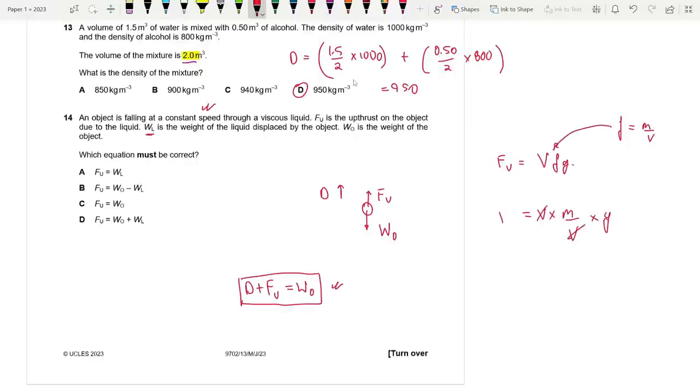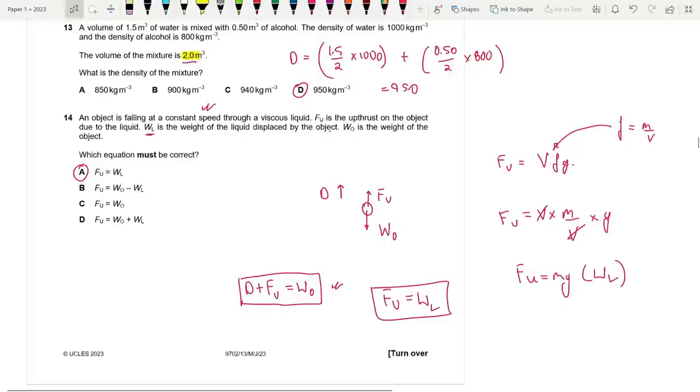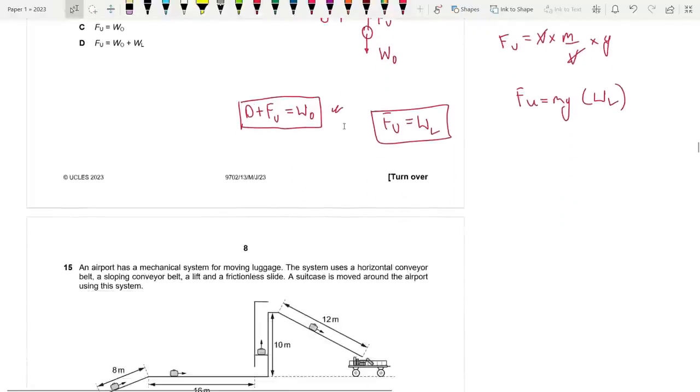So we can get rid of V, and we ultimately end up with mg, the weight of the liquid or the fluid that was displaced. So we can actually say that Fu is equal to the weight of the liquid that is displaced. So yeah, A is a probable answer. Interesting question. I haven't seen this before.